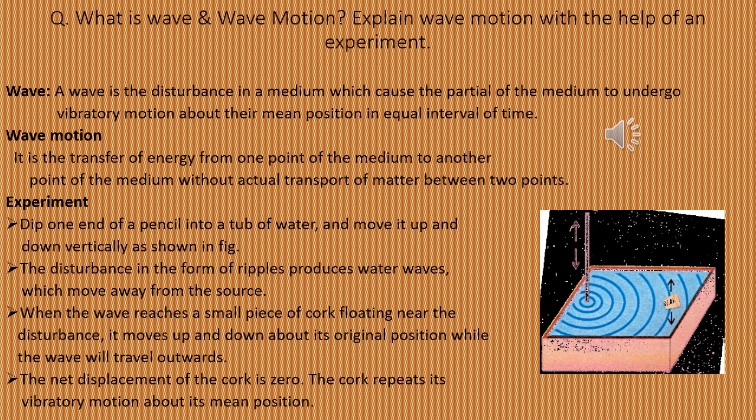Experiment: dip one end of a pencil into a tub of water and move it up and down vertically, as shown in the figure. The disturbance, in the form of ripples, produces water waves, which move away from the source. When the wave reaches a small piece of cork floating near the disturbance, it moves up and down about its original position while the wave travels outwards. The net displacement of the cork is zero. The cork repeats its vibratory motion about its mean position.